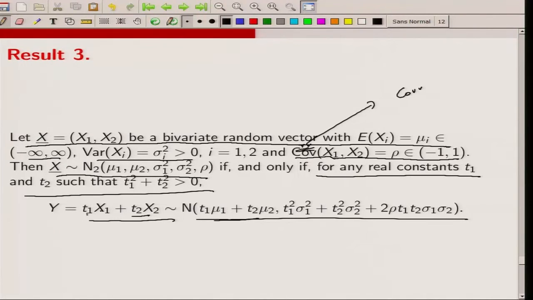What is the variance? t1 square variance of x1, so t1 square sigma 1 square, plus t2 square variance of x2, so t2 square sigma 2 square, plus twice t1 t2 covariance of x1 x2. Twice t1 t2 covariance of x1 x2 is nothing but correlation times the product of standard deviations. So, what this result says is a bivariate random vector has a bivariate normal distribution if and only if all its linear combinations have univariate normal distribution.